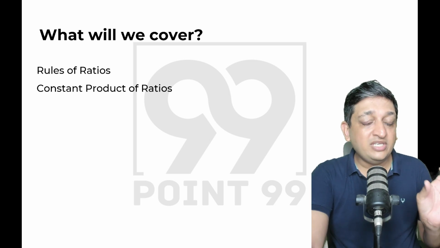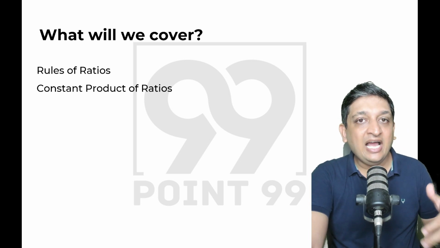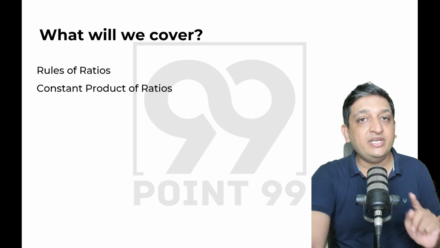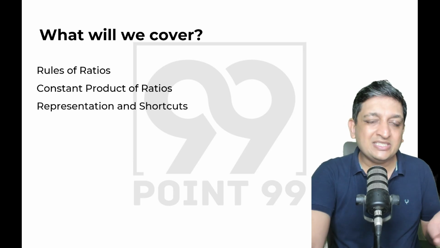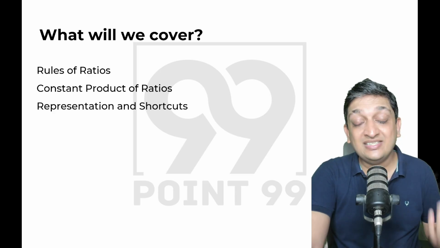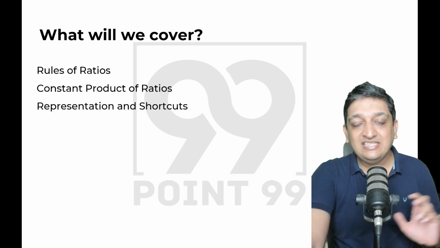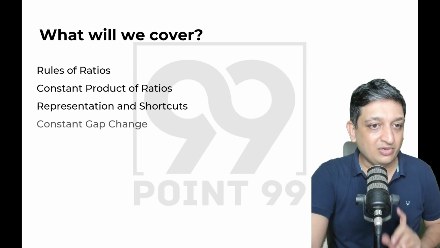So if you want to keep the product constant, if something happens to ratio 1, what should be happening to ratio 2? The third thing is representation in terms of 2-digit numbers, 3-digit numbers and so on and so forth. And some shortcuts is what we are going to look at.